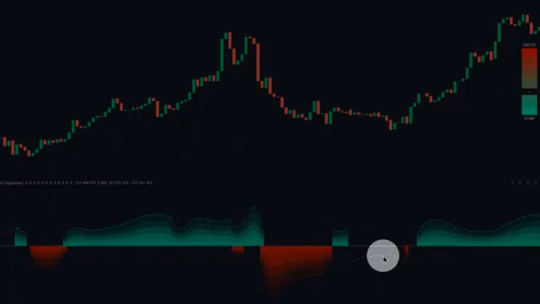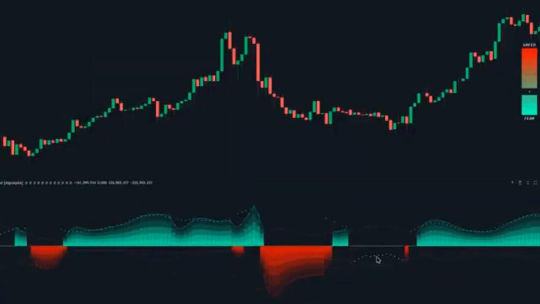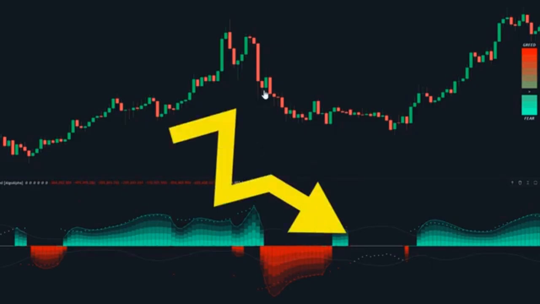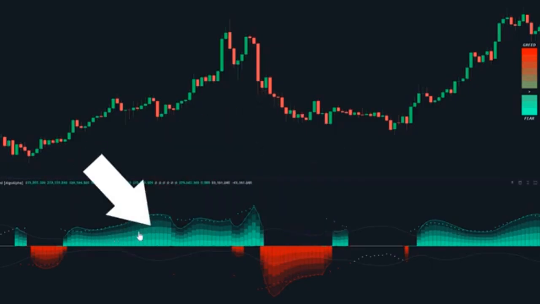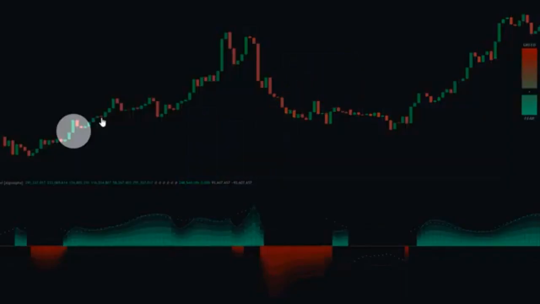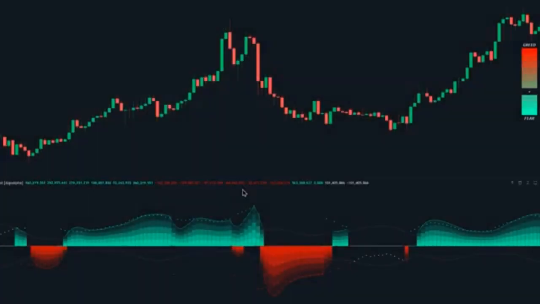Now, you may be wondering, if these dots represent neutral sentiment, how do we identify bullish or bearish market sentiment? Well, that's where the histogram comes into play. A red histogram bar like this one indicates bearish market sentiment, while a green histogram indicates bullish market sentiment.